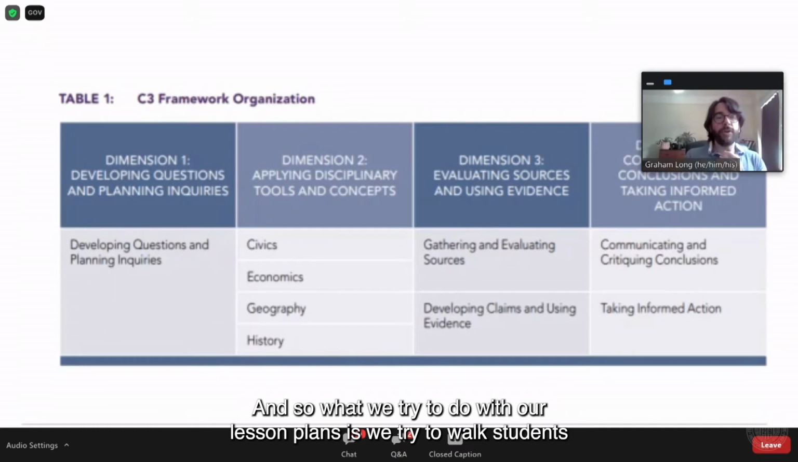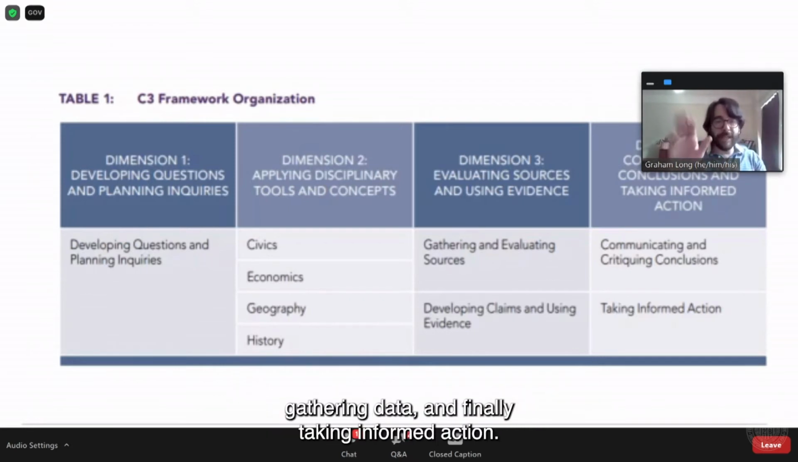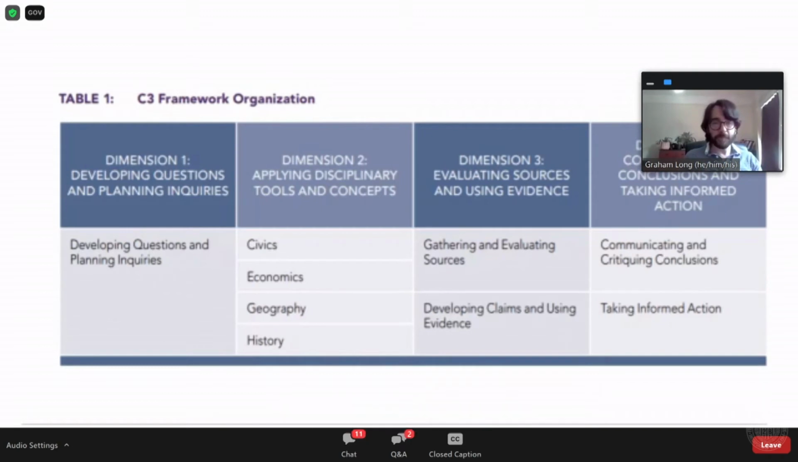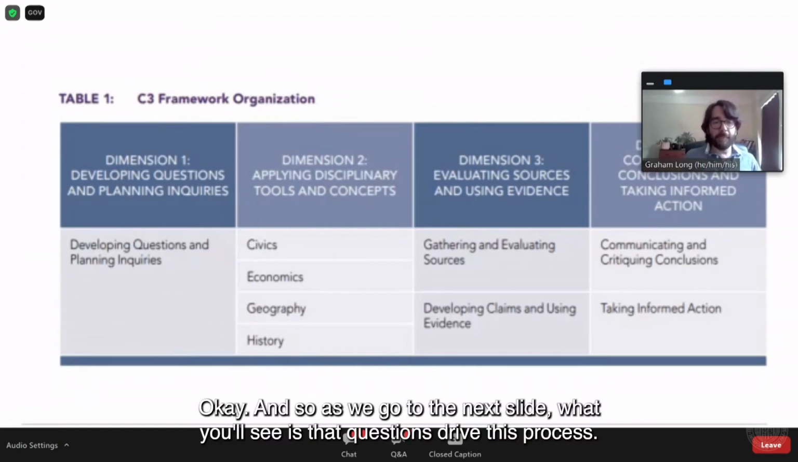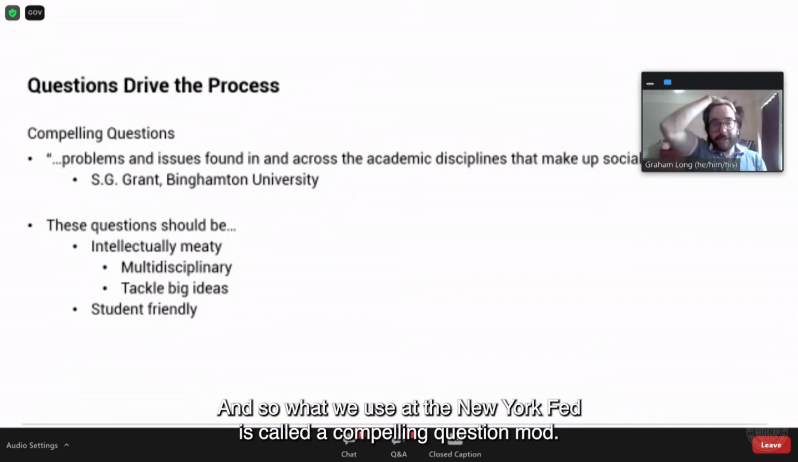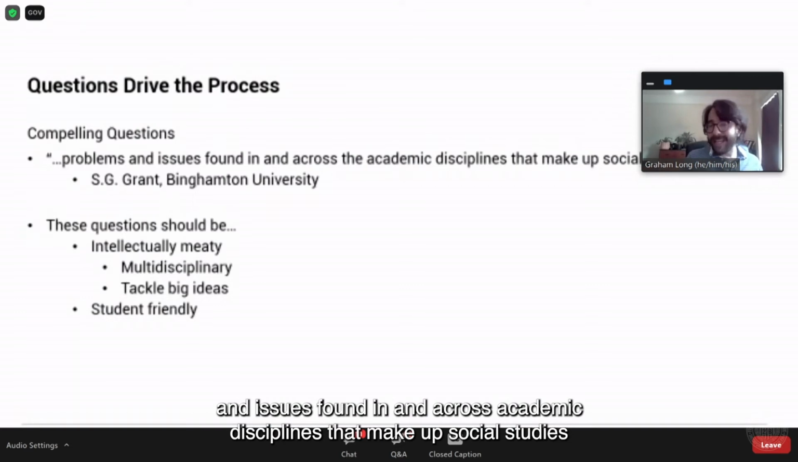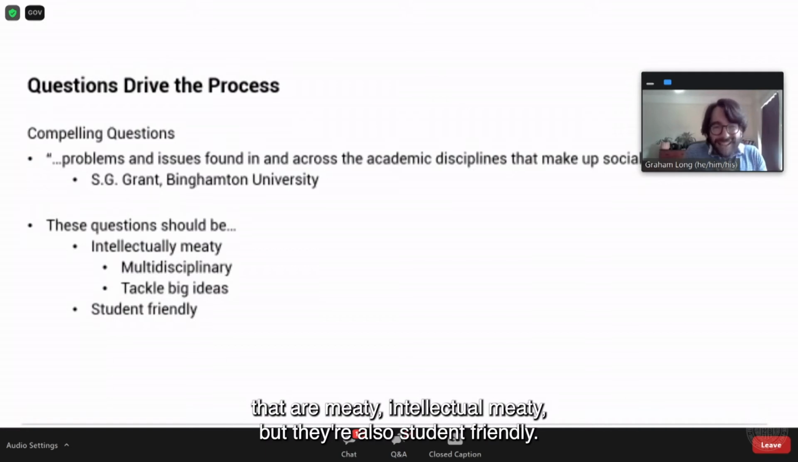That's why you're learning those things. And so what we try to do with our lesson plans is walk students through that entire inquiry arc of developing questions, using disciplinary skills, gathering data, and finally taking informed action. Okay. And as we go to the next slide, what you'll see is that questions drive this process. What we use at the New York Fed is called a compelling question model. And Dr. S.G. Grant at Binghamton University describes compelling questions as problems and issues found in and across academic disciplines that make up social studies that are intellectually meaty, but also student friendly.